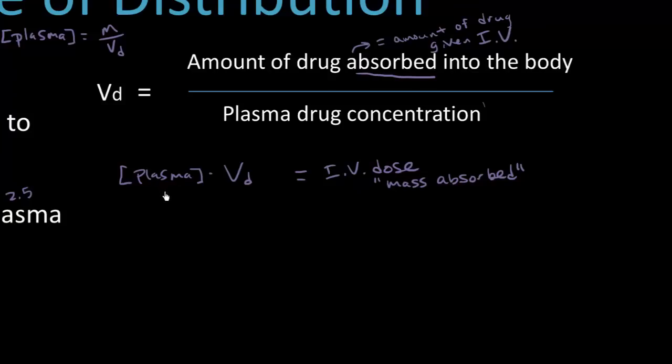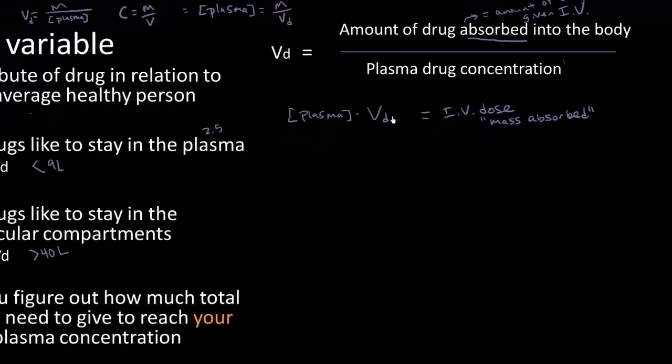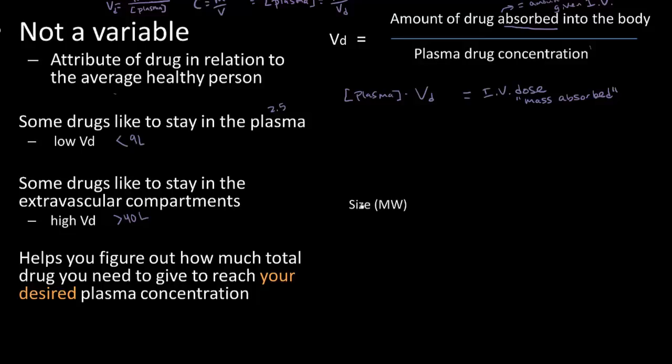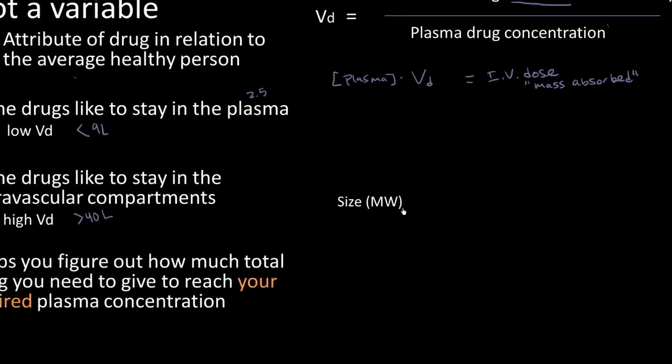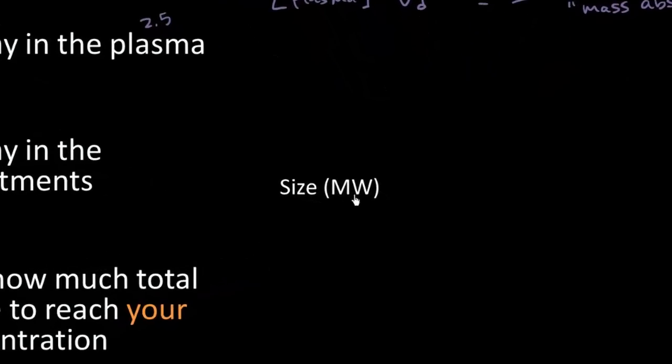So what goes into the volume of distribution? How do we solve for it? Well, one thing is size. If a drug is really big, you tell me, does it like to stay in the plasma, or will it easily get out into the extravascular space? You should be saying, if the drug's really big, if the molecular weight is high, that means it's going to stay in the plasma, thus it has a low volume of distribution, low VD.